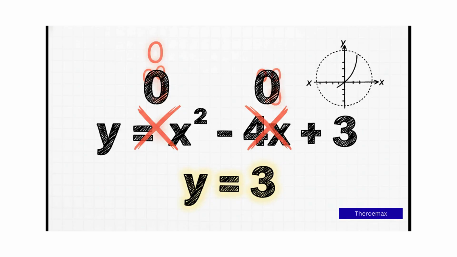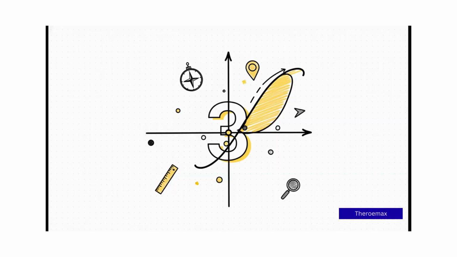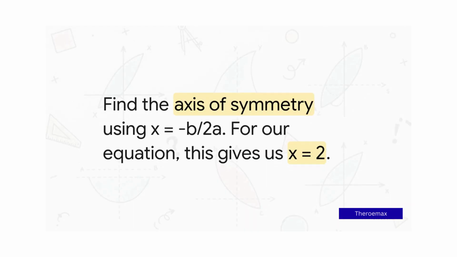And in our blueprint, if x is 0, those first two terms just vanish, and we're left with just y equals 3. That's it. So our parabola is going to cross the y-axis at the coordinate 0, 3. Another key landmark is now officially on our map. Okay, now for the most important landmark of all, the vertex.